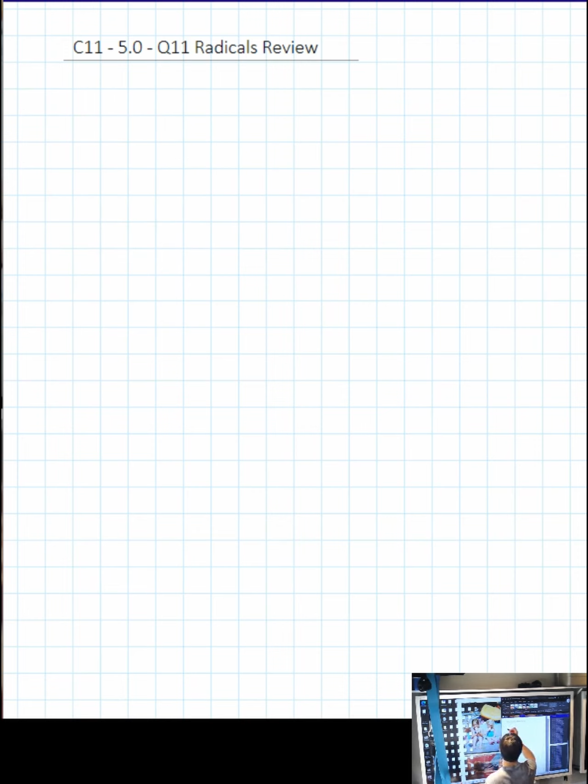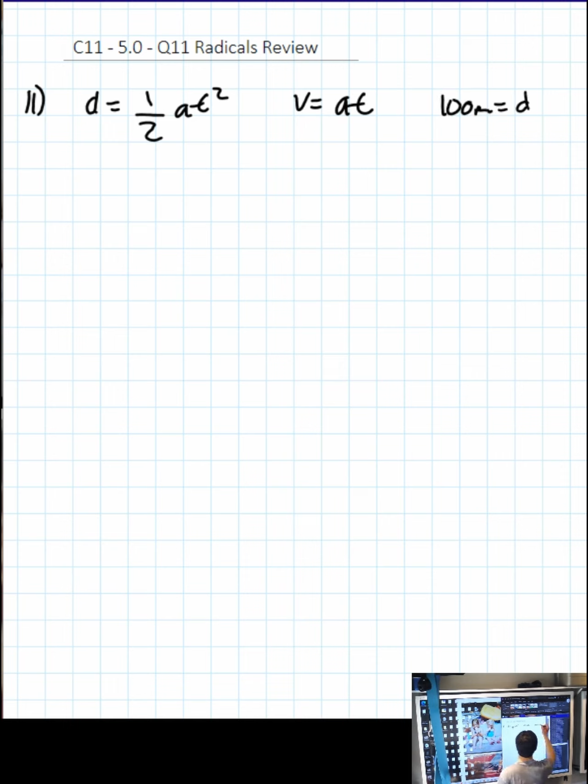Okay, we have number 11. So we have d equals 1/2 at squared. And beside it, we have v equals at. Now this time we're going to summarize the information off to the right. So it says find the time, t in seconds, if a car travels from rest a distance of 100 meters. Off to the right, d equals 100 meters. Accelerating at 2 meters per second squared equals a. Find the final velocity vf.